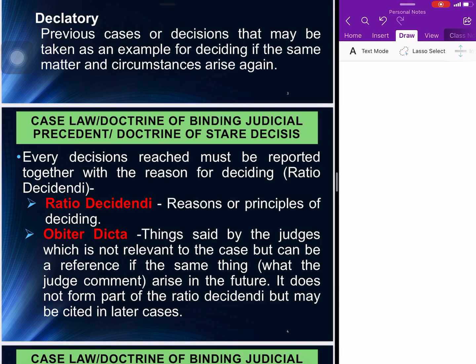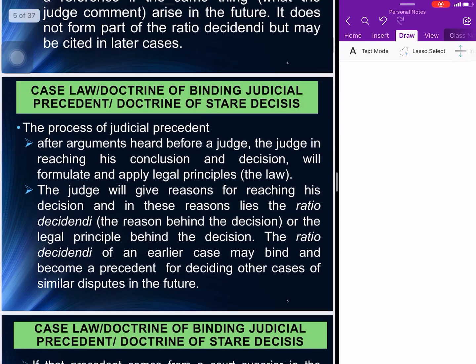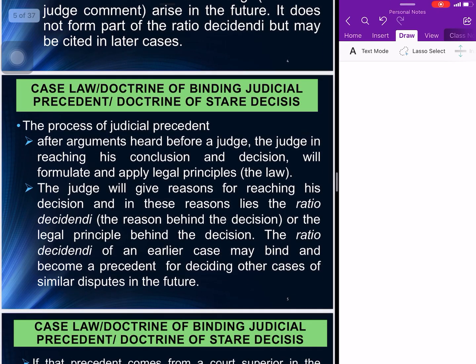And obiter dicta are things said by the judges that are not relevant to the case but can be a reference if the same comment arises in the future. So it does not form part of the ratio decidendi but may be cited in a later case. So obiter dicta is something like, what did the judge say? Okay, the judge's statement.